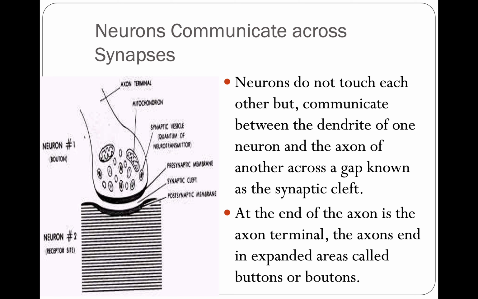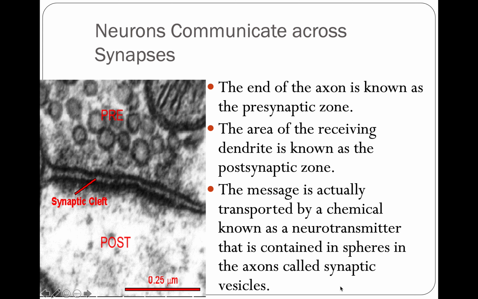Neurons do not touch each other, but communicate between the dendrite of one neuron and the axon of another across a gap known as a synaptic cleft. At the end of the axon is the axon terminal. The axons end in expanded areas called buttons or boutons. This is actually French for buttons. The end of the axon is known as the presynaptic zone.